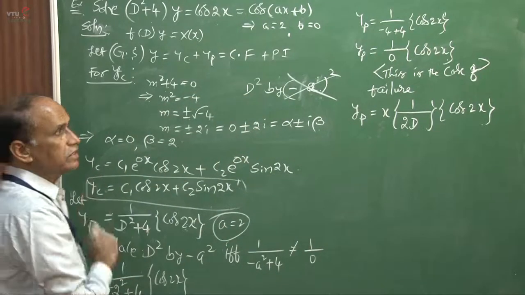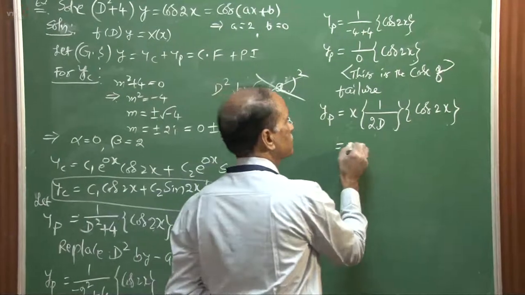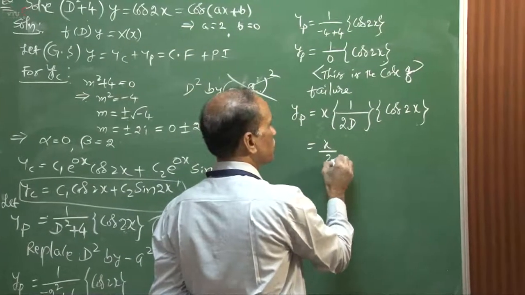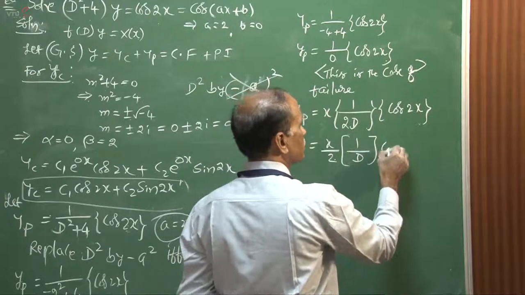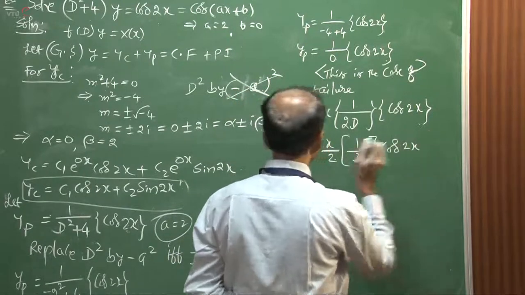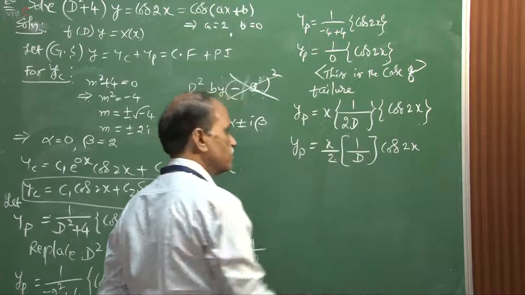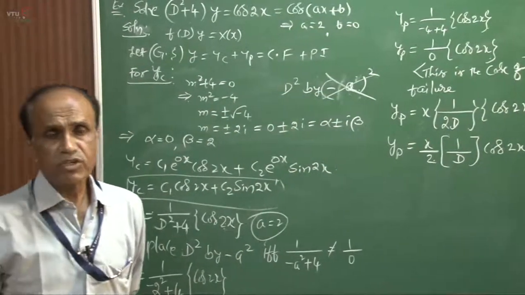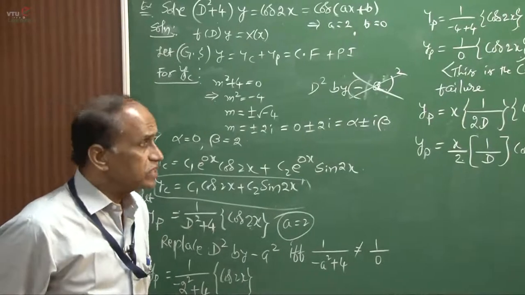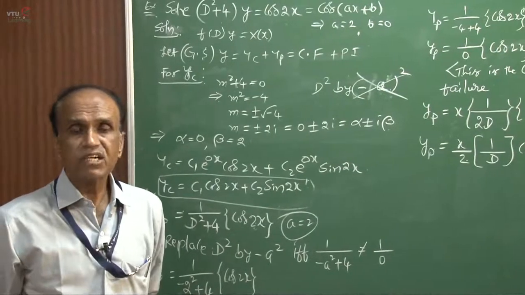square as 2D. Okay, then here x by 2 we can keep outside, and then this is 1 by D, and cos of this is 2x, and then it is particular integral. Remember, the inverse of differential operator with first degree is nothing but integral of the function.